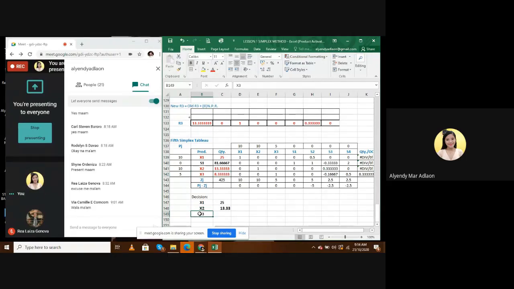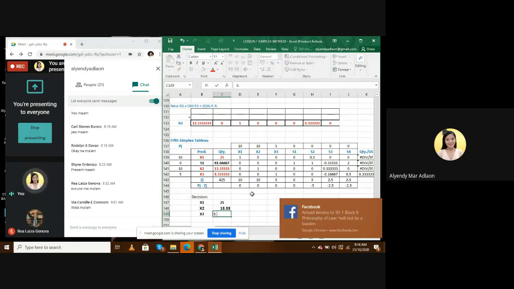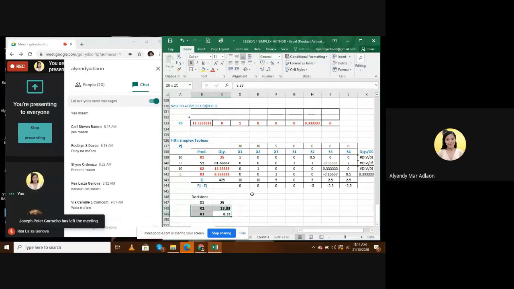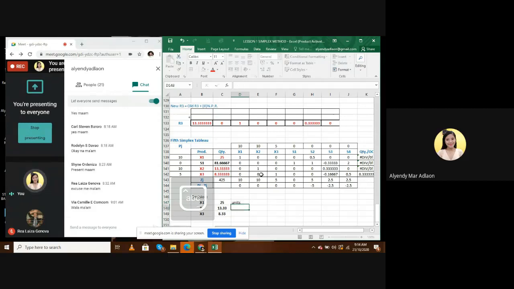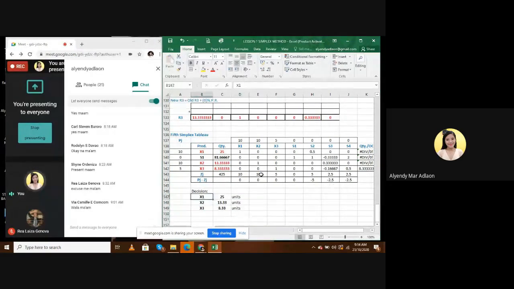Okay, we have 8.333. So, pila man ang profit nga ilahang makontribute? Okay, butan ako ha. 8.33. So, ang ilahang label ani is units. Okay, wait lang ha. So, for X1, 25 units. For X2, 13.33 units. And for X3, 8.33 units.